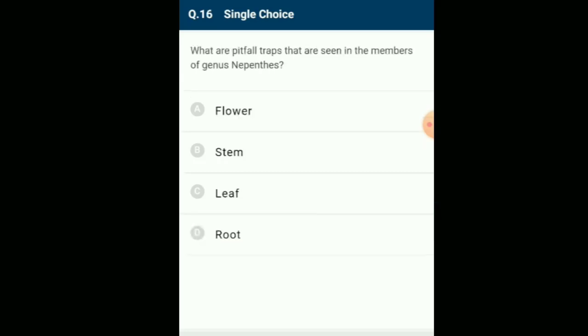Question number 16. What are pitfall traps that are seen in the members of genus Nepenthes? In case of Nepenthes, Dischidia and Sarracenia, leaf lamina is modified into pitcher-like structure called leaf pitcher. In Nepenthes, the leaf is modified into a hollow cup-like structure which traps the insect effectively for curing its nitrogen deficiency partially. So the answer is option C, leaf.